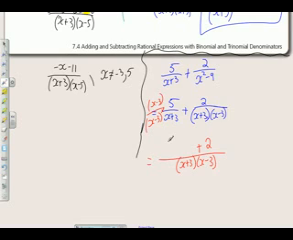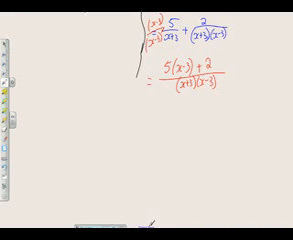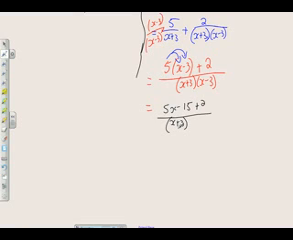Now I get 5 times x minus 3 for the first numerator. Distribute that in. We get 5x minus 15 plus 2 over (x plus 3)(x minus 3). Combine that together: 5x minus 13 over (x plus 3)(x minus 3). Look to see if you can refactor the numerator. We can't, so we're done.